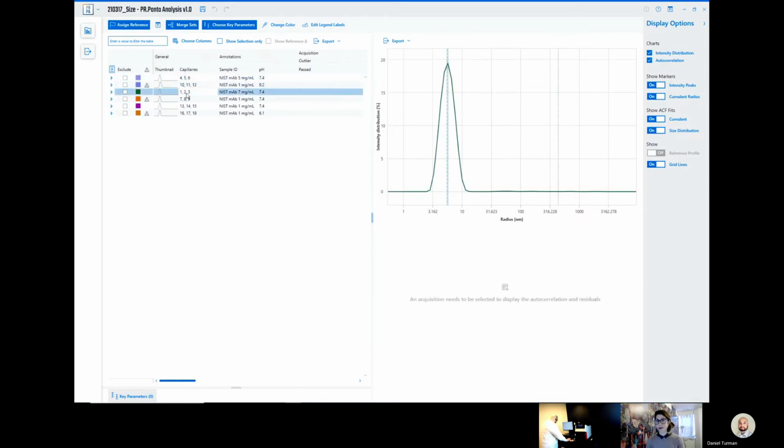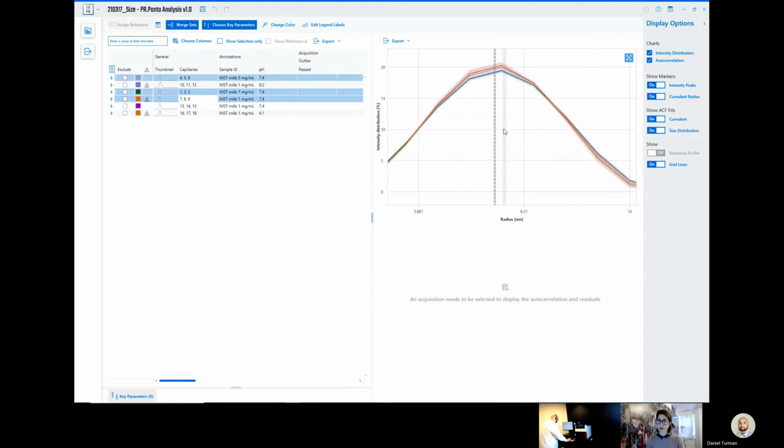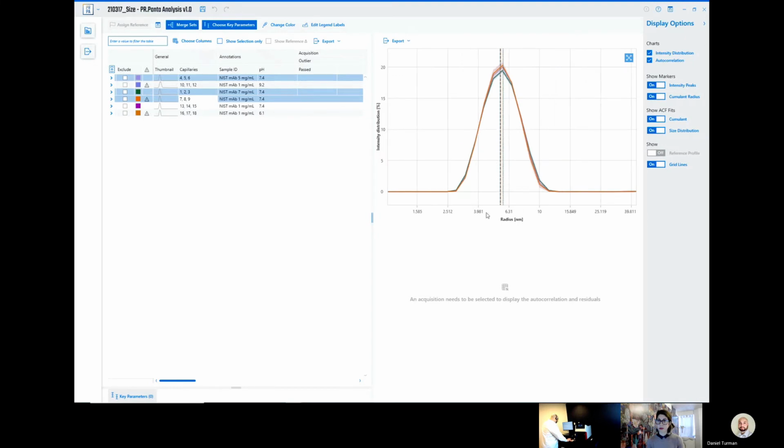So let's look at a comparison between 7 milligrams per milliliter, 5 milligrams per milliliter, and 1 milligram per milliliter. So as you can see here, believe it or not, there's a small shift in the hydrodynamic radius between these particular measurements. And it turns out that the NIST mab has been well characterized to be a little over 10 nanometers in its diameter.